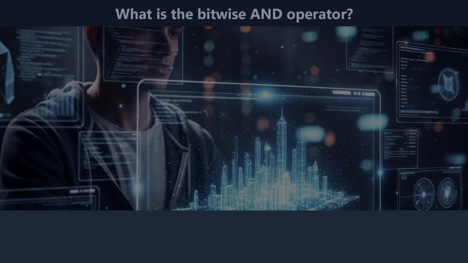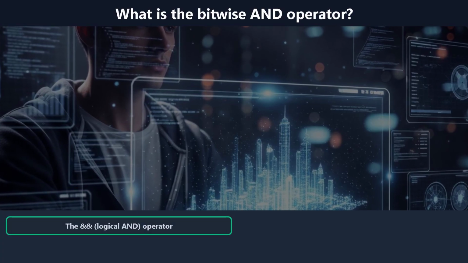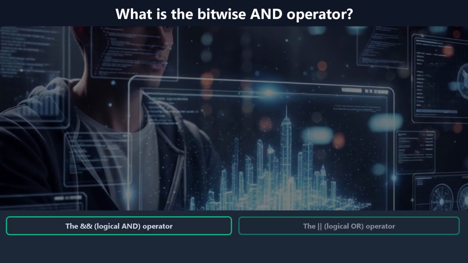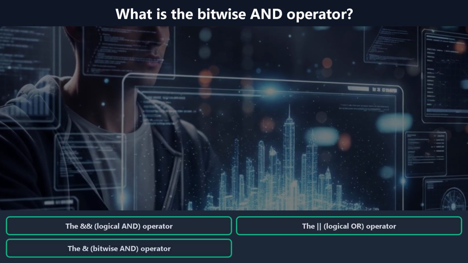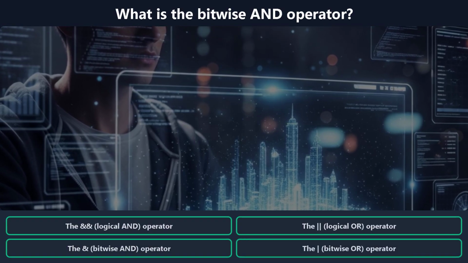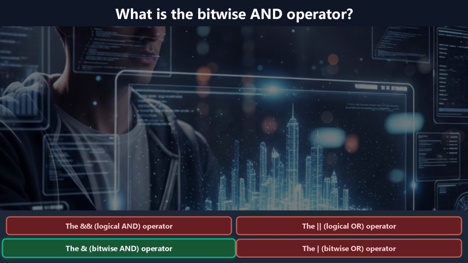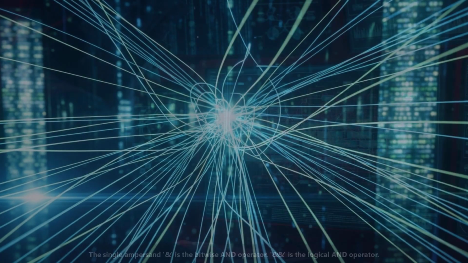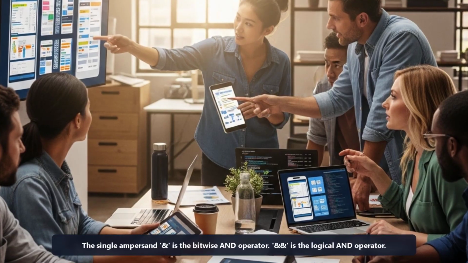What is the bitwise and operator? The logical and operator. The logical or operator. The bitwise and operator. The bitwise or operator. The bitwise and operator. The single ampersand is the bitwise and operator. Double ampersand is the logical and operator.